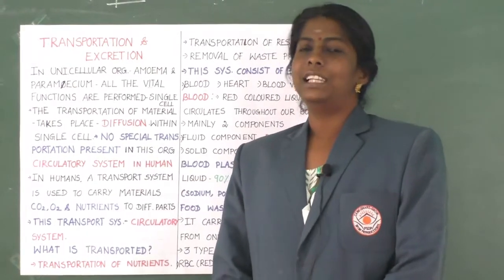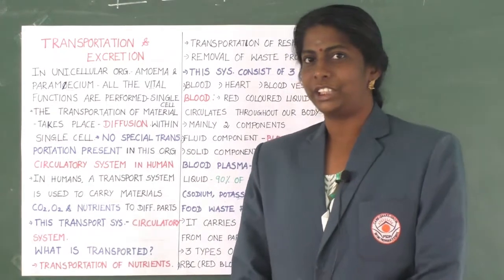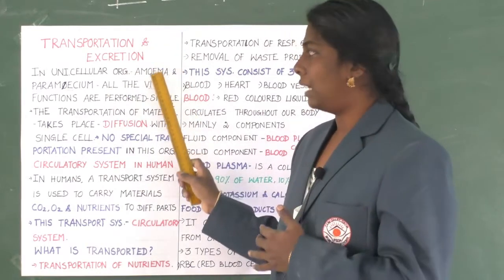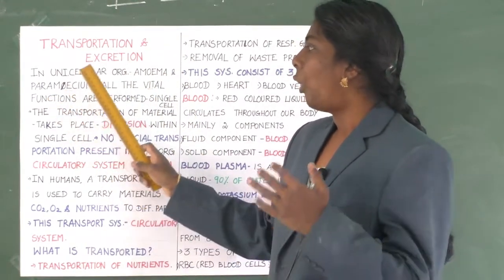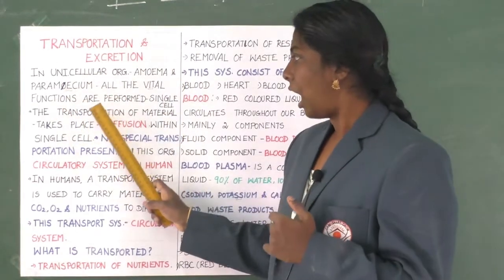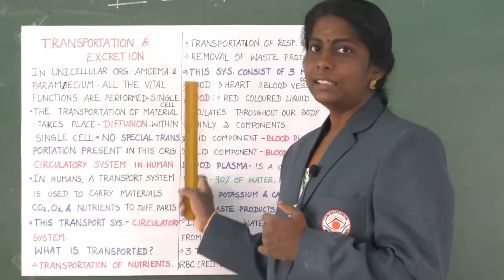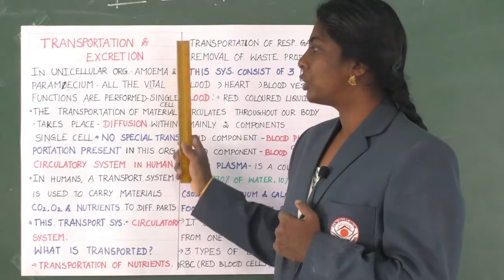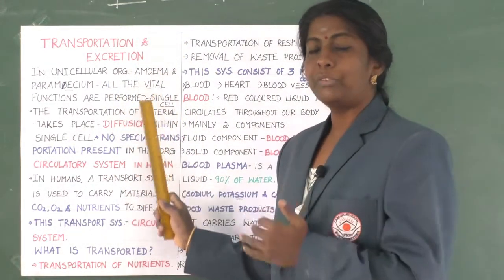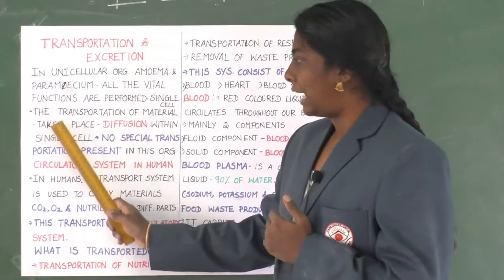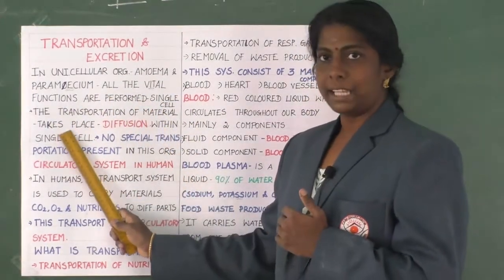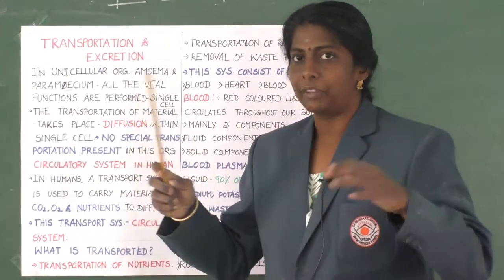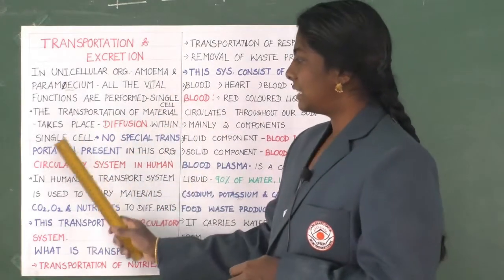Yes, children. Now, let us learn about transportation and excretion. In unicellular organisms like amoeba and paramecium, all the vital functions are performed through a single cell. That's why it is said to be a single cellular organism. Is it not? So, all the vital functions are performed by a single cell. The transportation of material takes place through diffusion. What do you mean by diffusion? Spreading.